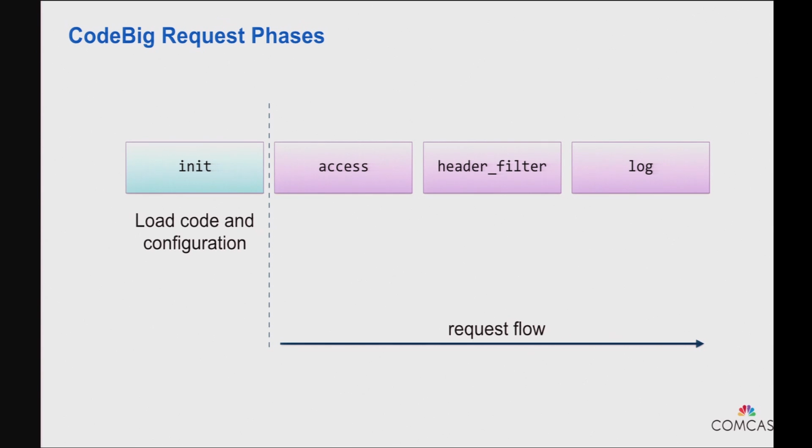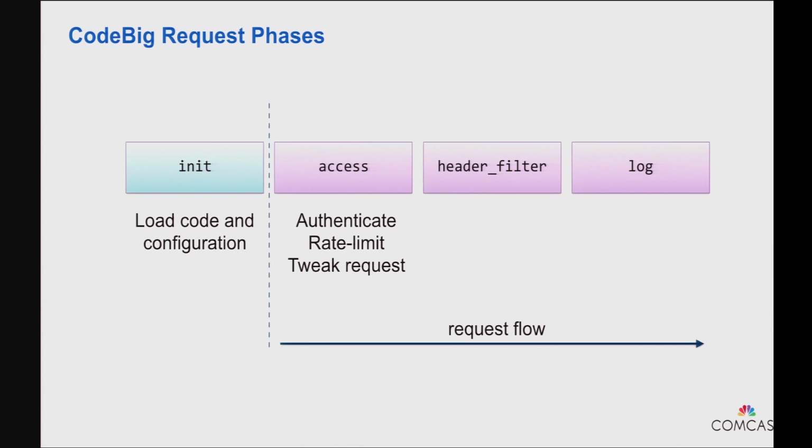In the init phase, what we do with CodeBig is we load our code. We actually require the Lua modules into the server, and then we ask it to load the API configuration in memory. Each individual API endpoint for that specific Nginx server is described in a JSON file that we can load in and then use to determine how we do authentication and all of those things. Then when a request comes into one of those endpoints, we hit the access phase.